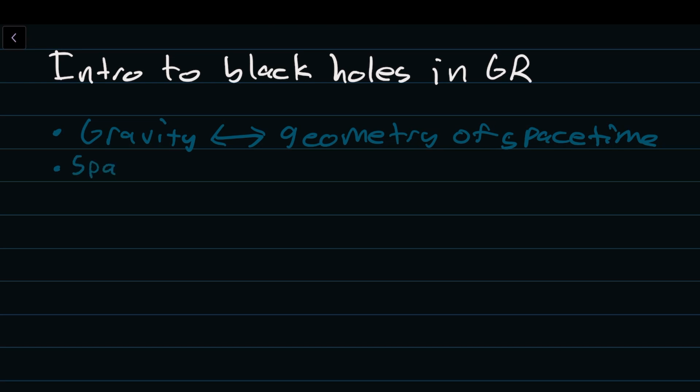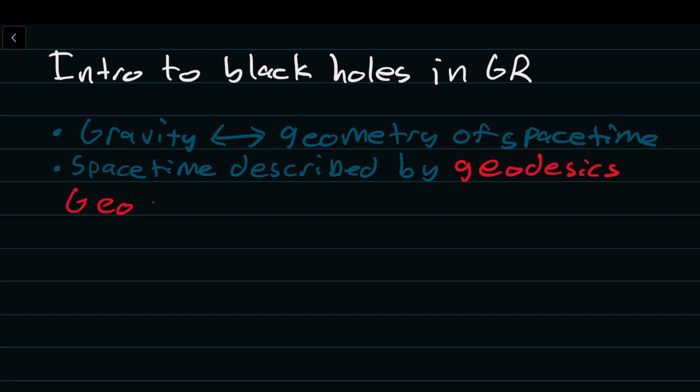The first idea that we have to think about is that in GR, gravity is indistinguishable from being the geometry of spacetime. We have spacetime as a curved manifold, a curved kind of surface, and it's described by these lines called geodesics. Geodesics are basically an analog of a straight line, except now we're talking about our spacetime being curved, so they will not necessarily look flat to you. So I'll give you some examples.